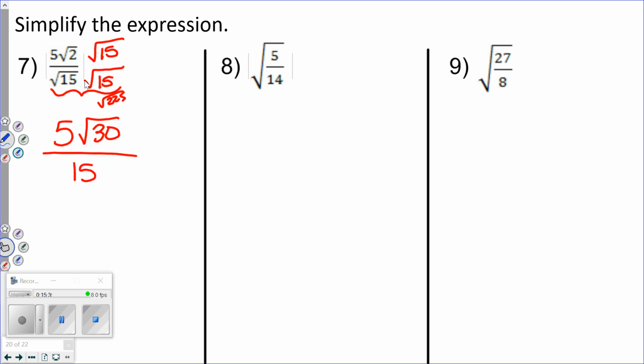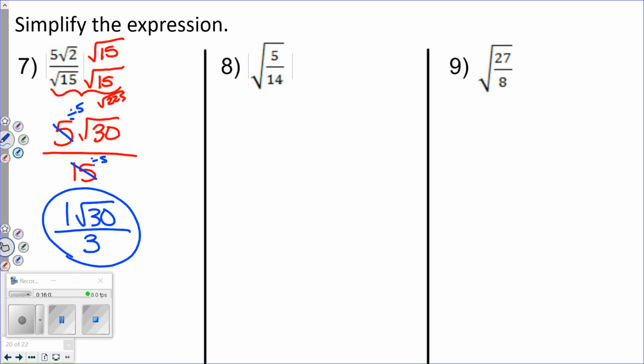Because if we're looking at this, now this is underneath the radical. I can't really do anything with that. That doesn't simplify with these. That doesn't give me a factor tree that does anything. But 5 and 15 can both be divided by 5. I can divide them both by 5. So that's going to give me 1 radical 30 over 3. Do I need the 1? No, I don't need the 1. But for those of you that are like, where did it go? It's a 1.